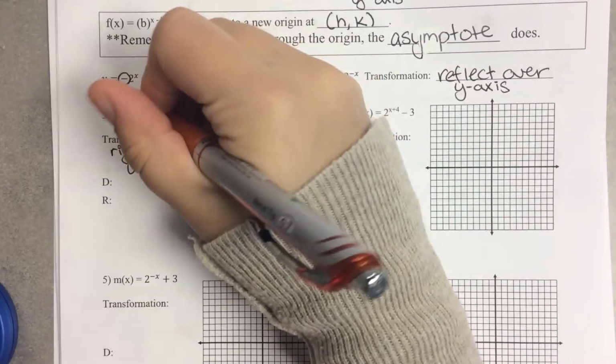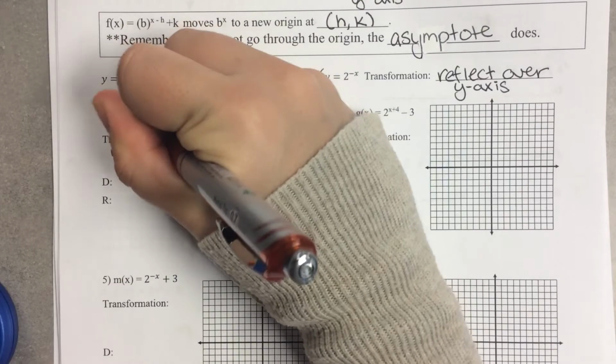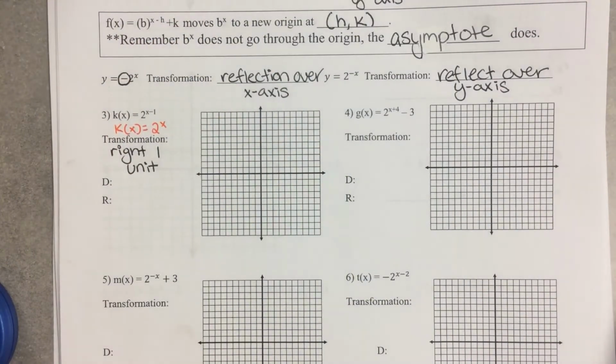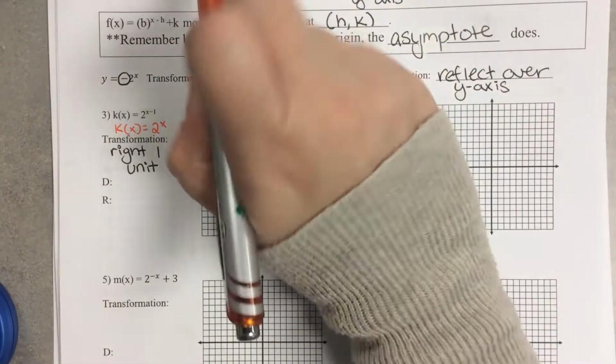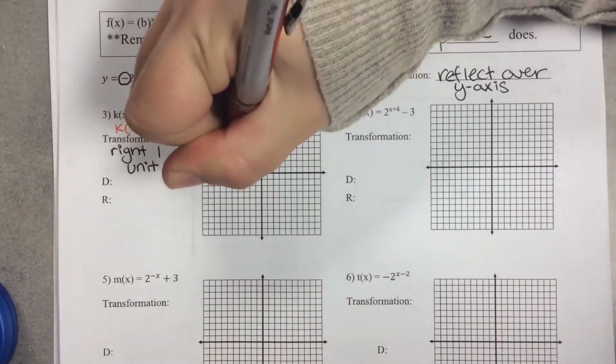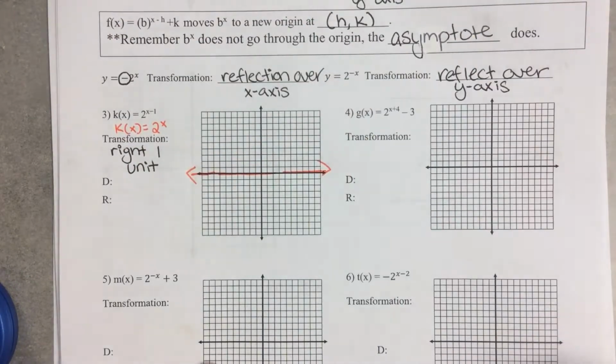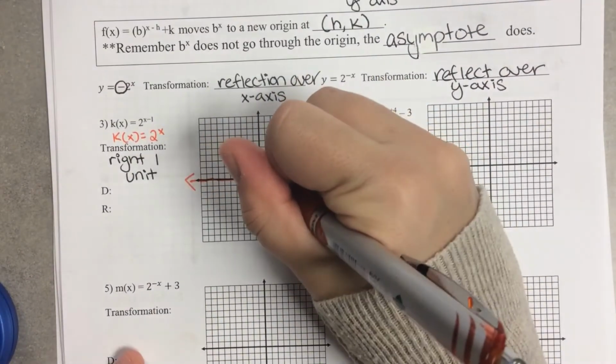Our parent graph is going to be the graph k of x equals 2 to the x power. And then we're going to take that and move it to the right. So 2 to the x power, we graphed it up here. First of all, we're going to draw the asymptote, which is that line that it approaches but never touches. And it's going to have the point (0, 1) on it.